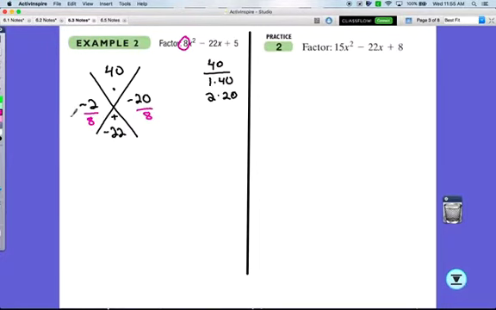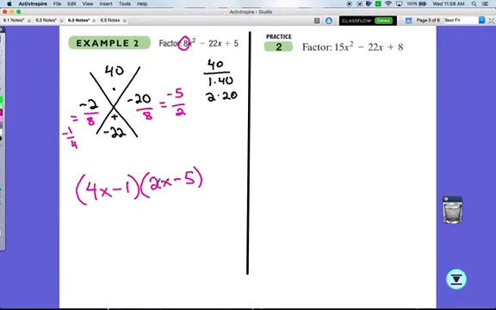When I do that, I can simplify those fractions. So this turns into negative 1 over 4. That's going to turn into the factor: the 4 comes in front of the x minus the 1. And over here, 4 goes into both 20 and 8. Negative 20 divided by 4 is negative 5, and 8 divided by 4 is 2. So this turns into 2x minus 5.